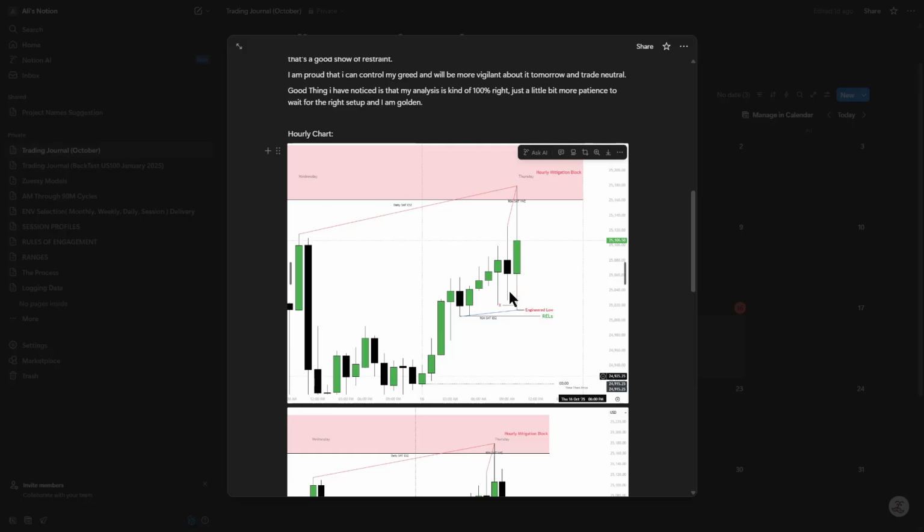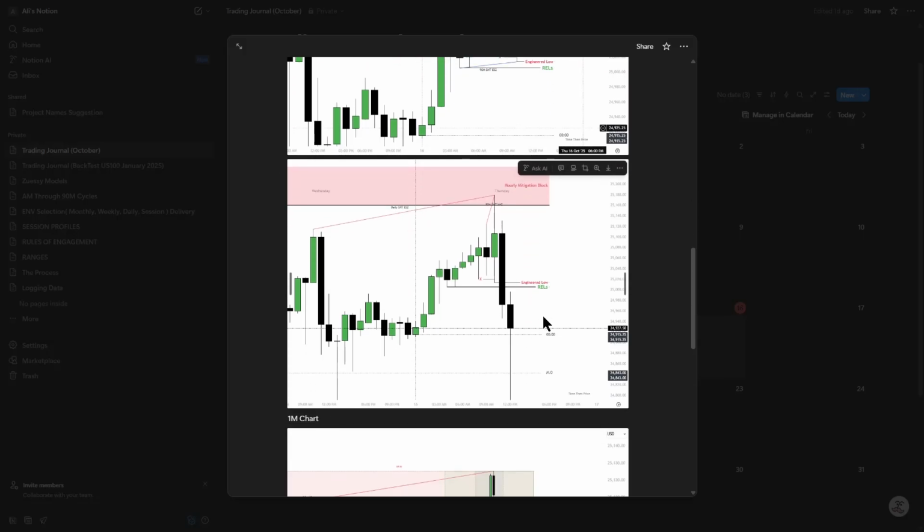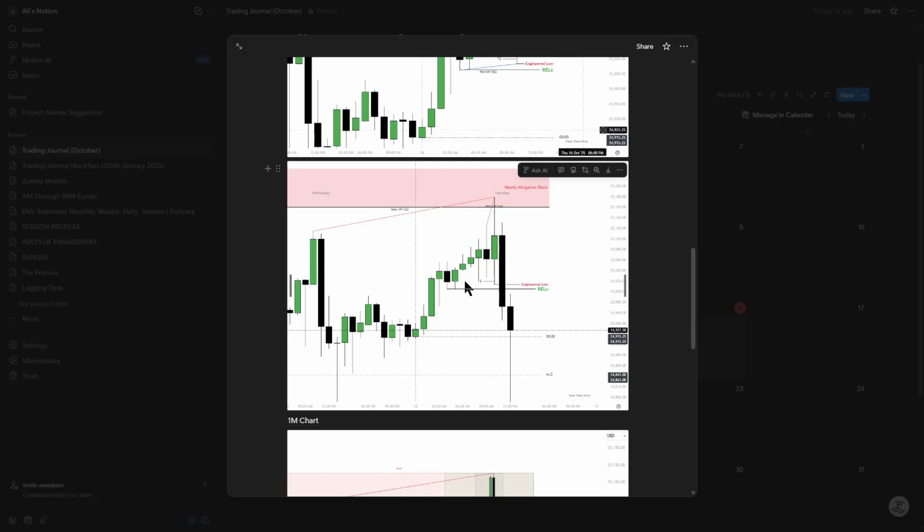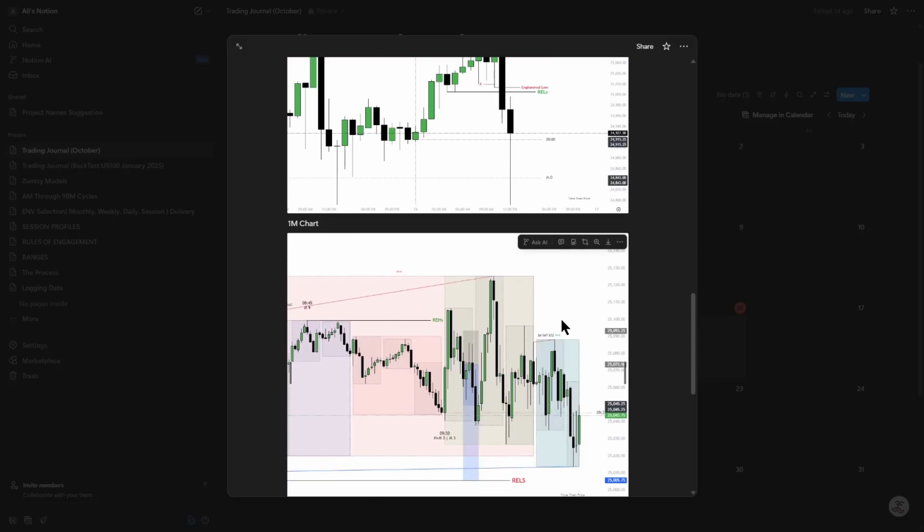But as you can see, we did not. We reversed back, went into that mitigation block, making a daily SMT with ES and a 90-minute SMT with YM, and then we dumped down over here. This low was an engineered low because it stopped right before these two lows, and then we dumped.